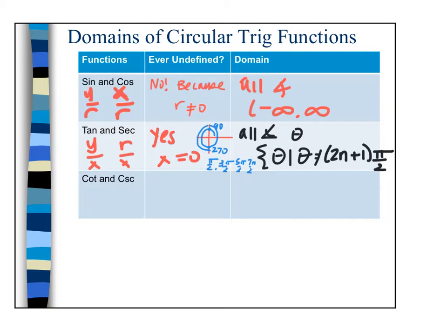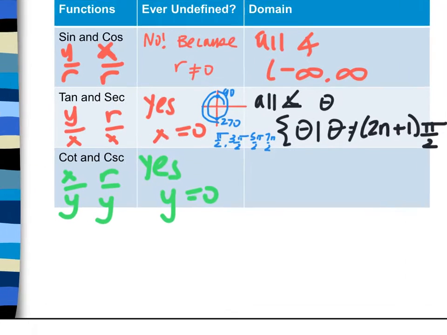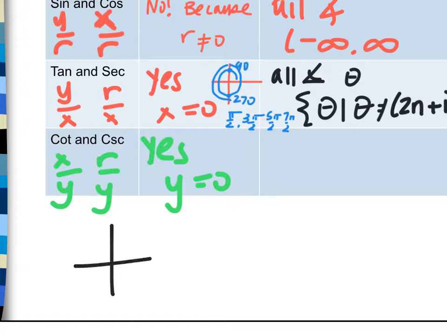If we went through a similar process for cotangent and cosecant, we would have x over y and r over y. So similarly, these functions would be undefined when y equals 0. When does that happen? If we think about the points where y equals 0, that occurs at 0 and 180. If we go around the circle, undefined, undefined, we can keep on going around, and every time we reach an angle that is coterminal with 0 or 180, we will be undefined.